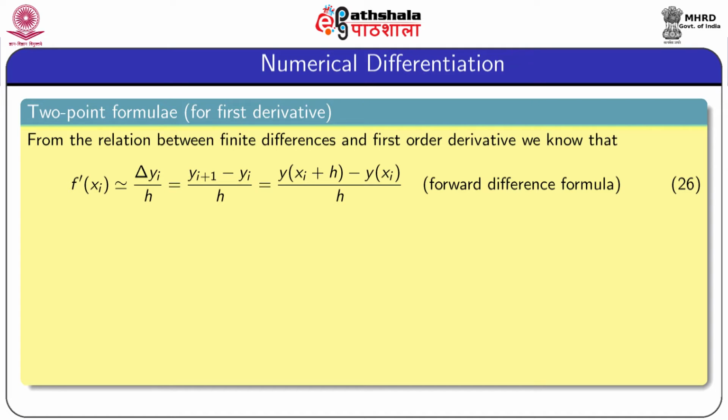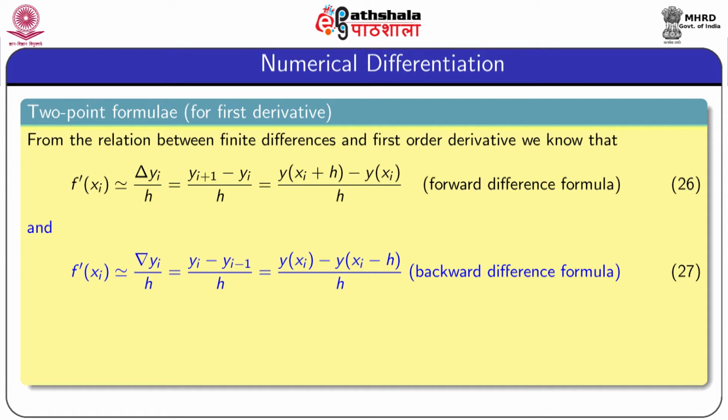Now we consider another kind of differentiation formula called the 2-point formula for the first derivative. From the relation between finite differences and the first order derivative, we know that the first order derivative of f at xi is approximately equal to delta yi by h. If h tends to 0, then the derivative is exactly equal to delta yi. But if h does not tend to 0, then the first derivative is approximately equal to the first difference by h. By the definition of the first difference, delta yi equals yi plus 1 minus yi by h, or this is equal to y at xi plus h minus y at xi, whole divided by h. This formula is known as the forward difference formula for the first derivative. In this expression, two values of y are used, so for this reason this formula is known as the 2-point formula.